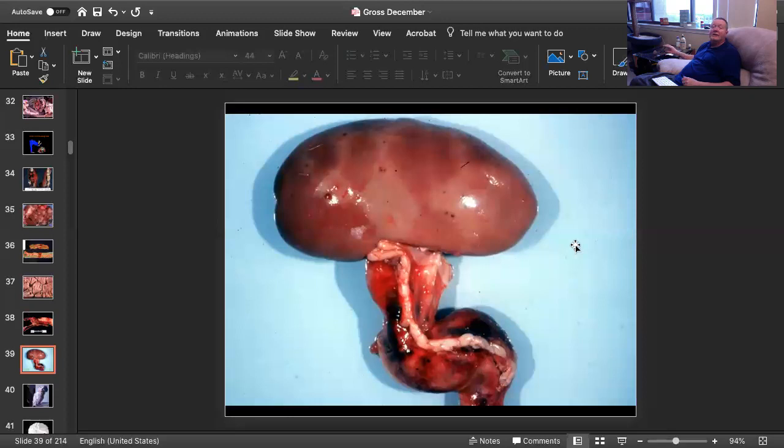Slide number 6 is tissue from a pig. Can you give me a morphologic diagnosis and 2 possible causes?